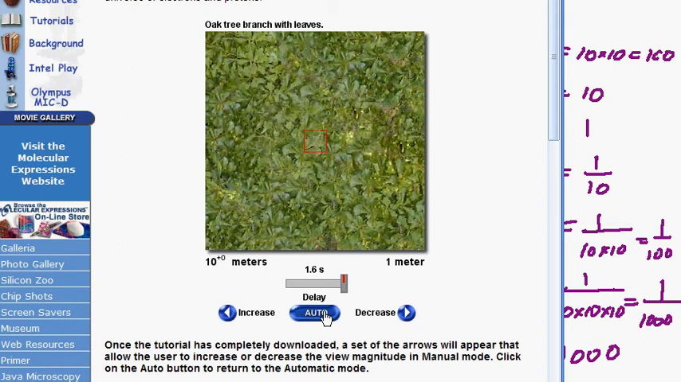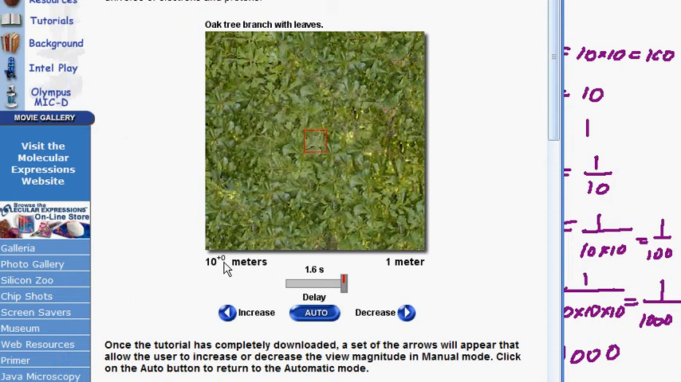Now we're at 1 meter, 10 to the 0. Anything to the 0 power is 1, and we can see this oak tree. We're about 3 feet away from the Earth. We're in the branches. Now we're going to start zooming in on this leaf. So we're going to go to negative exponents now. We're at 0 exponent. We were at positive exponents.